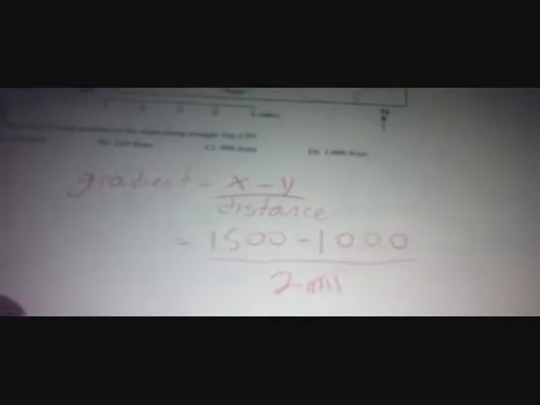Then we do our math. The calculation goes as follows: 1,500 minus 1,000 gives us 500 feet, divided by 2 miles. So 500 feet divided by 2 miles gives us 250 feet per mile. Always remember your units. The units are very important. And if you look at our choices, that's choice B.